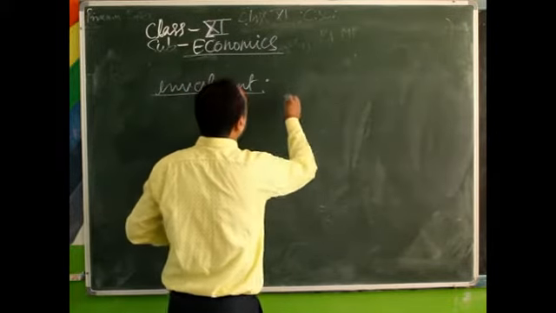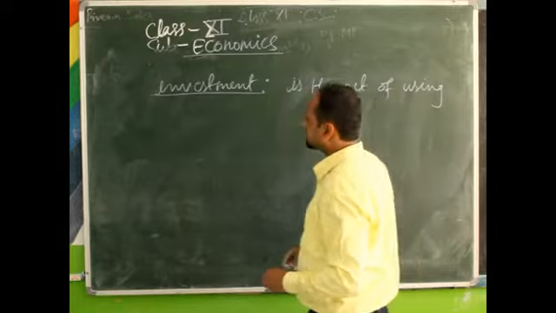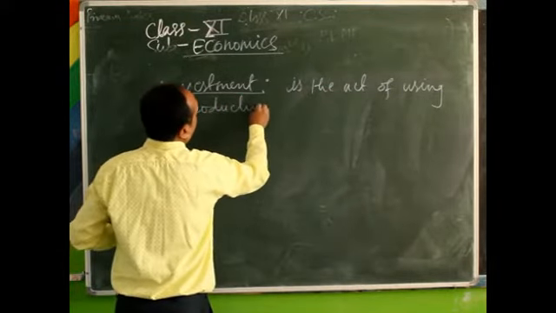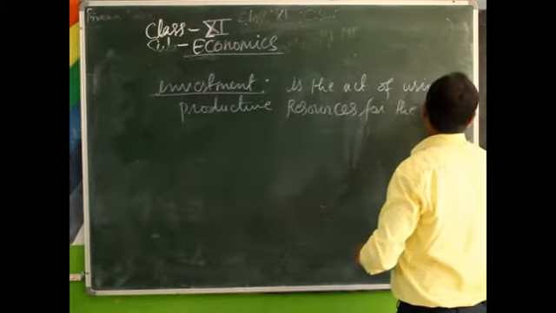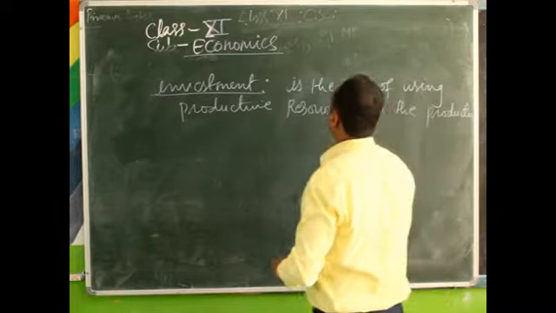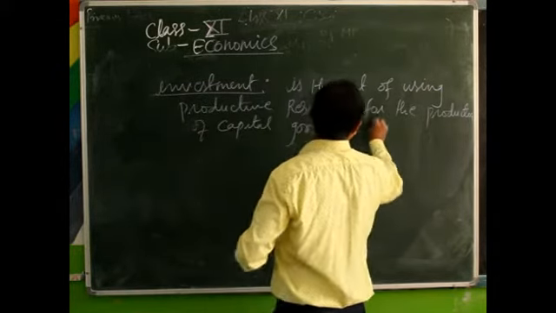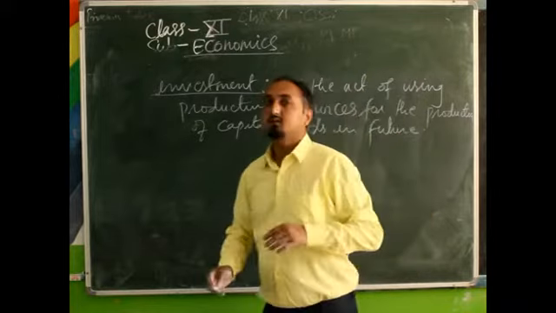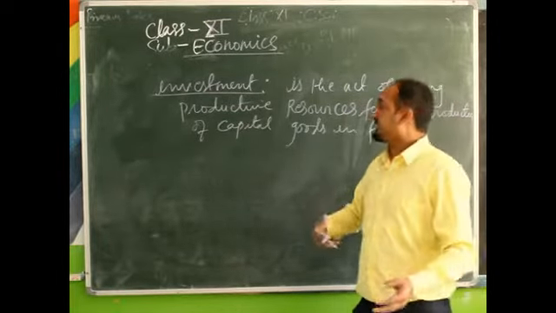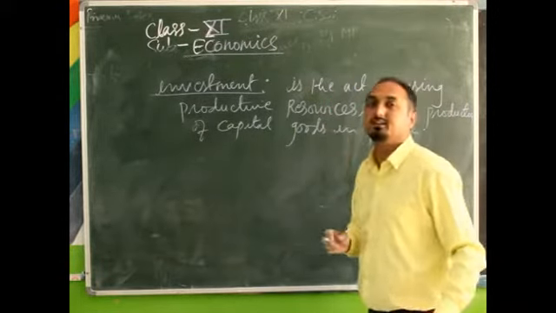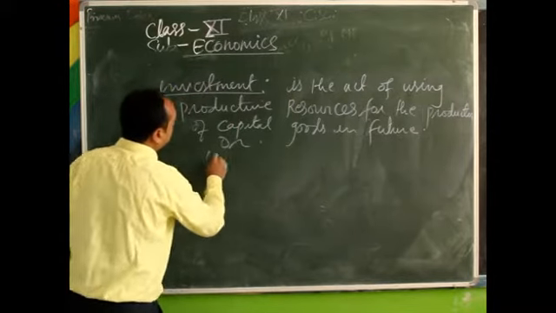So we can say that investment is the act of using productive resources for the production of capital goods in future. So whatever productive resources we are using to produce capital goods, machinery and equipment that can be further used in the production process, can be considered as an investment. Or we can say that investment means an increment in the capital stock.